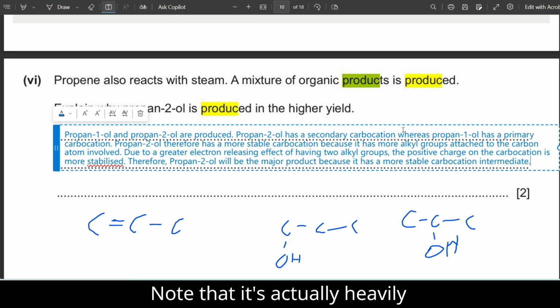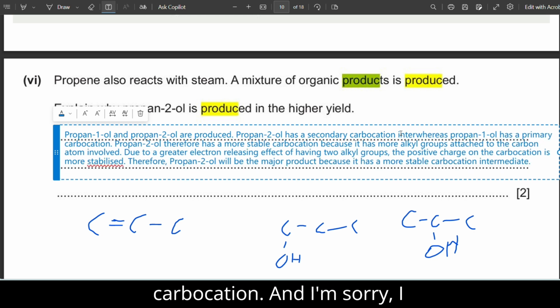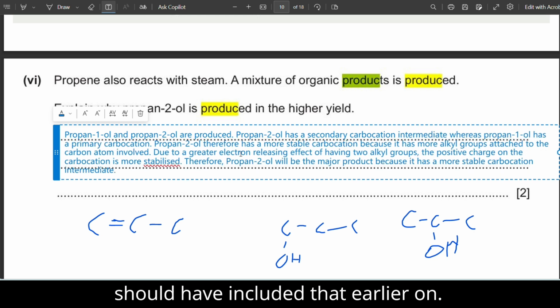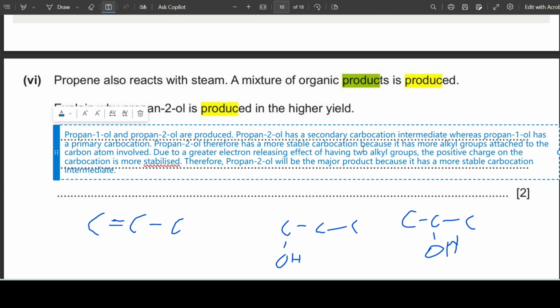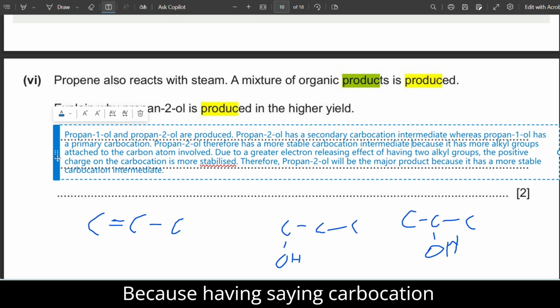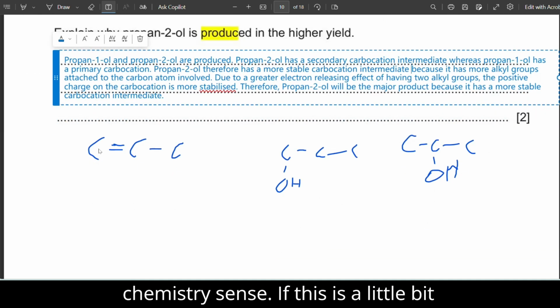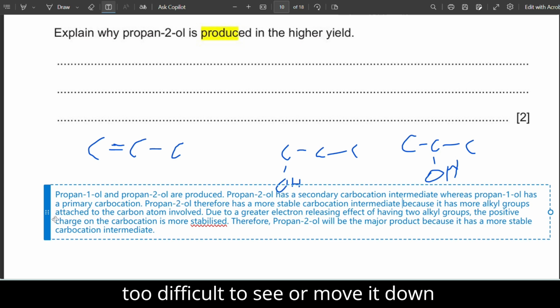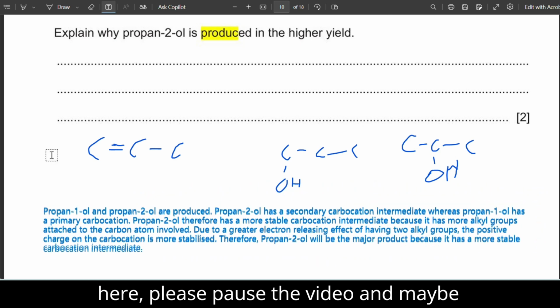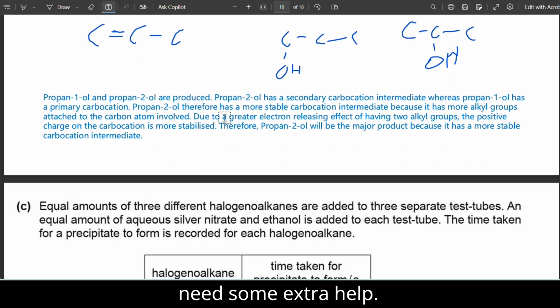Note that it's actually heavily recommended to write carbocation intermediate rather than just carbocation. I'm sorry, I should have included that earlier on. Saying carbocation intermediate is more accurate in a chemistry sense. If this is a little bit too difficult to see, I'll move it down here. Please pause the video and maybe read through this one more time if you need some extra help.